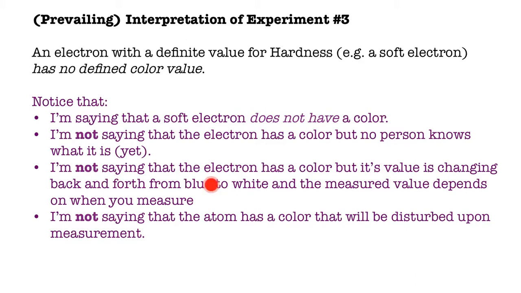I'm saying it does not have a color. I'm not saying that the electron has a color, but it's rapidly changing or oscillating back and forth from blue to white, and that the measured value depends on when or how you make the measurement. That's not what's happening, because that would have some probabilistic aspect, which is different than saying there is no defined color. I'm also not saying that the atom has a color that gets disturbed upon the measurement. I'm simply saying that a definite value for hardness implies an undefined value for color.